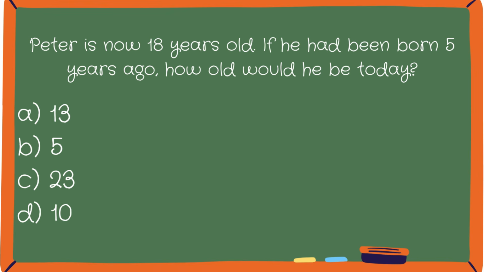Look, Peter is now 18 years old, but it could be any age. It could be 20 years old, 30 years old, 40 years old. Anyway, if he had been born 5 years ago, here's the trick. Look, if you had been born 5 years ago, it means that 5 years ago, you would have been 0 years old because you were just born. Very well, then if you were born 5 years ago, it means that today you're 5 years old. If you had been born 10 years ago, today you would be 10 years old. Yes or no, of course. So if you had been born 5 years ago, today you would be exactly how old? 5 years old. Then the answer is the letter B.